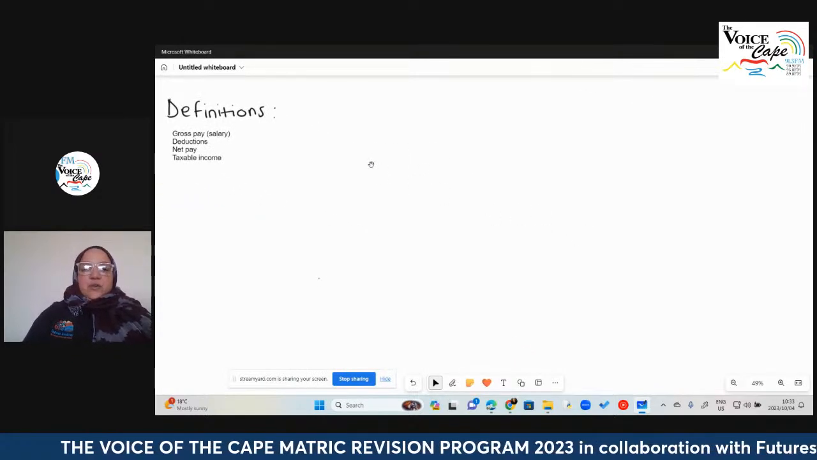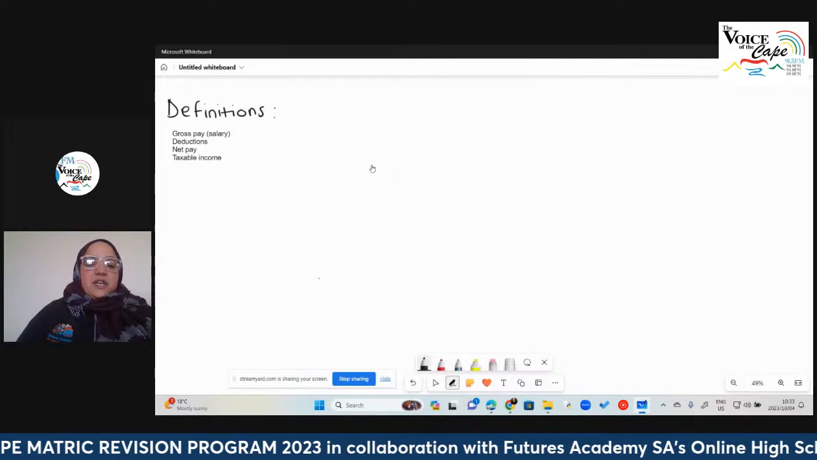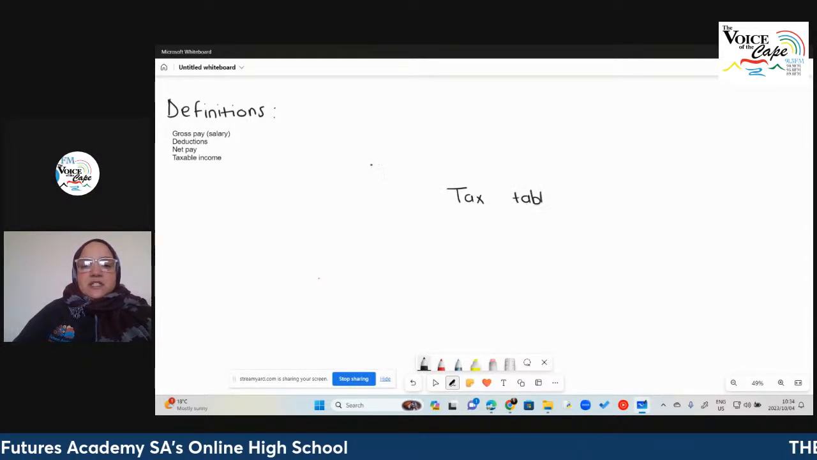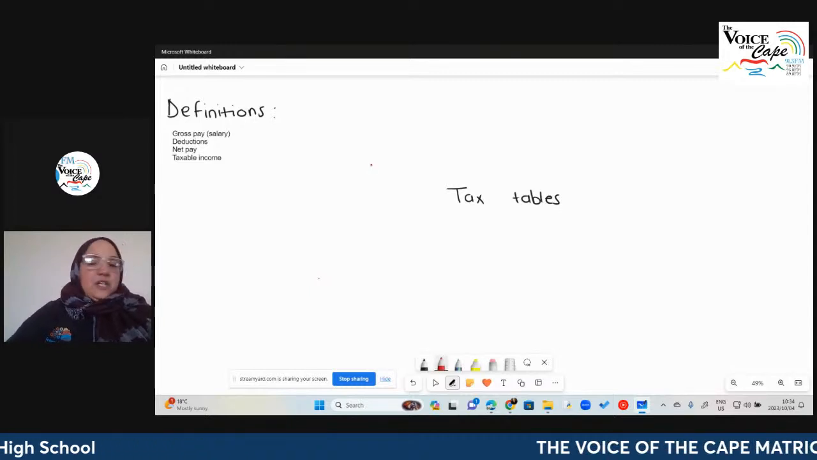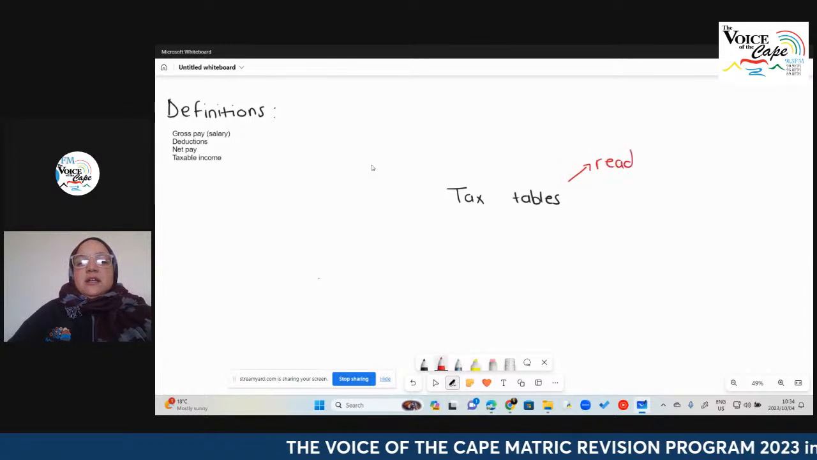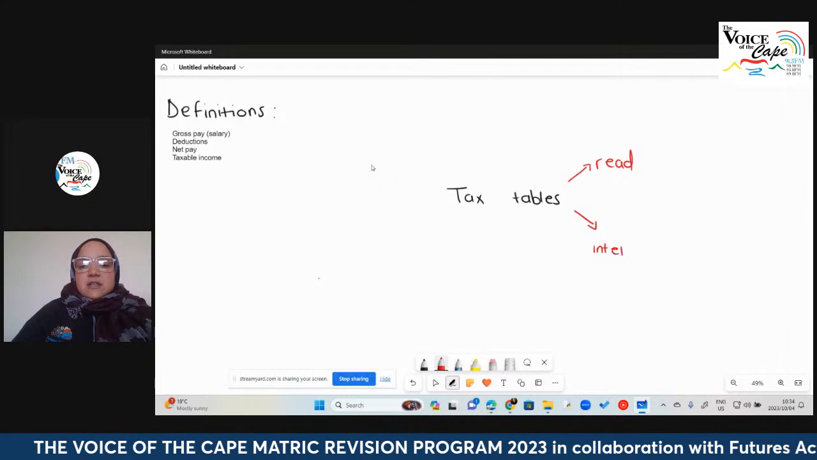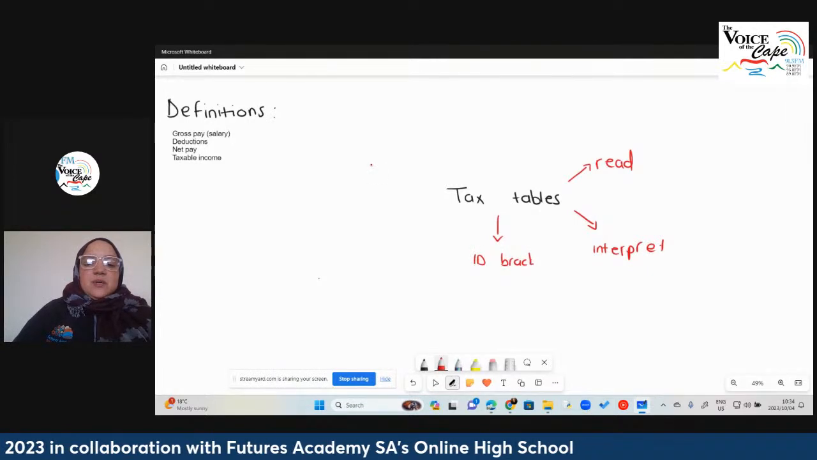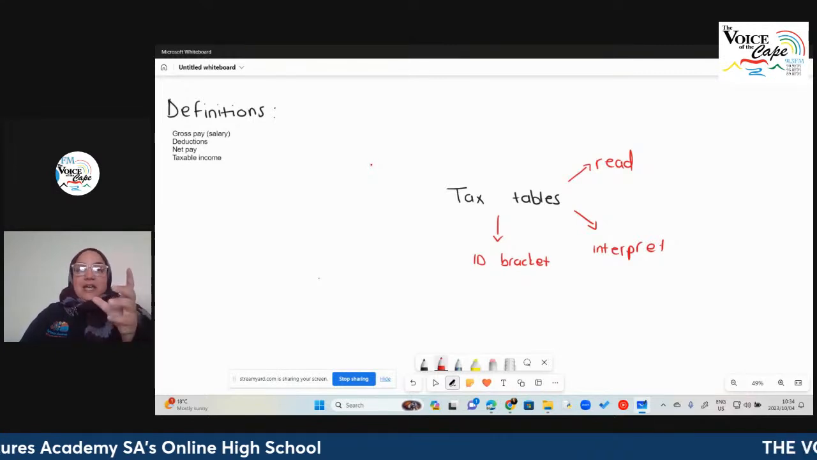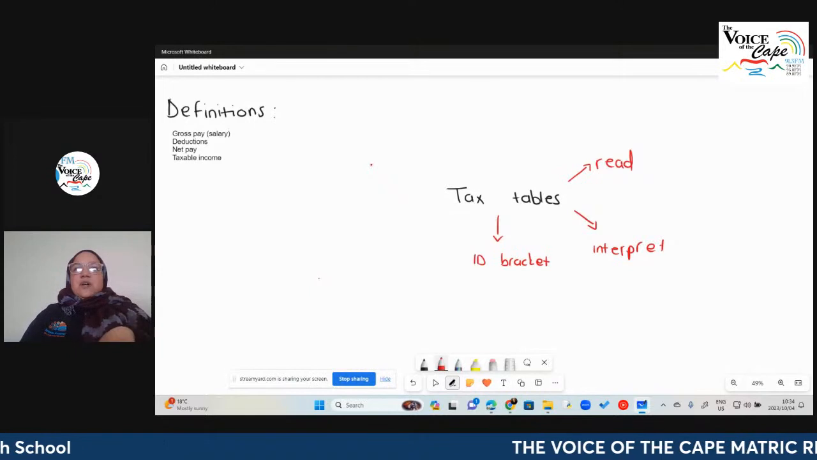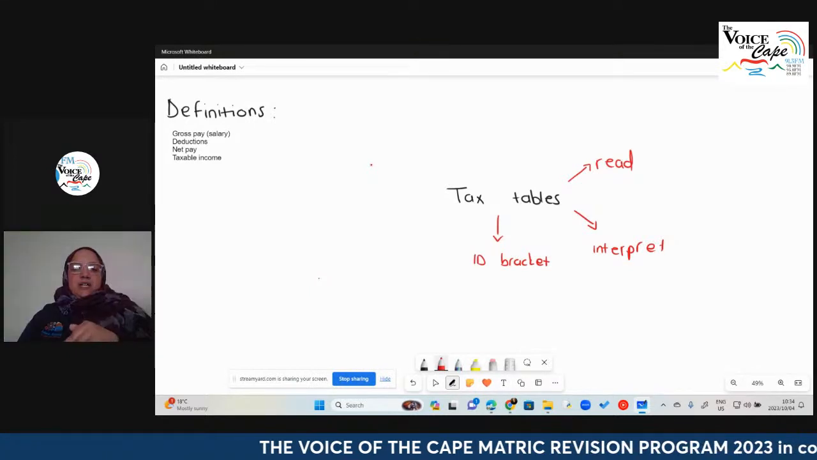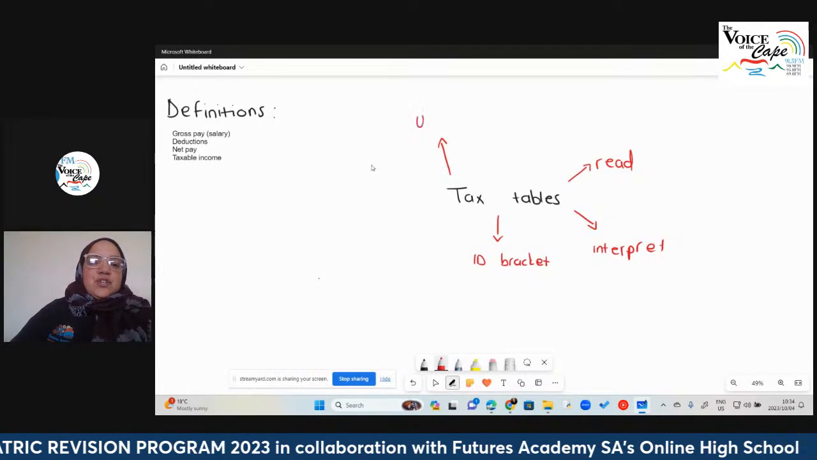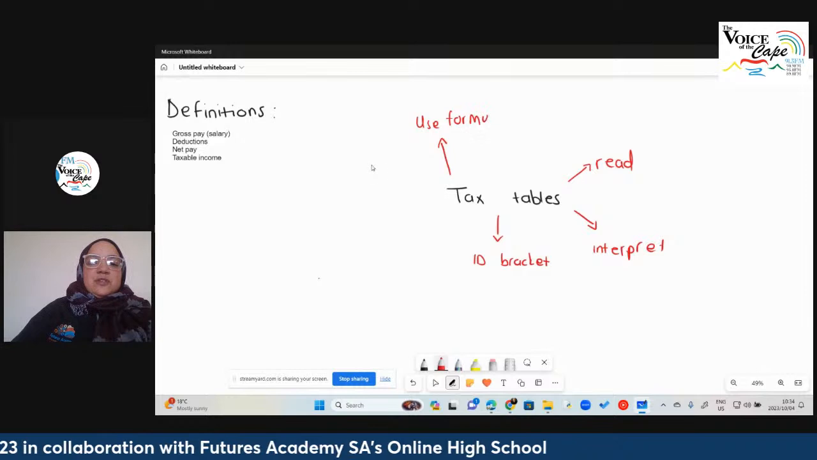And then the last thing that you need to know with regards to taxes is working with your tax tables. I'm going to show you the examples of the latest tax tables, but let's first talk through what you need to know. Firstly, you need to be able to read it, and interpret it. Then from the tax tables, you need to be able to identify which bracket you are working in, and that will be example specific. If you're working with someone who earns a certain amount of money, you'd have to work in a specific bracket, and you'll see how we do that. And the last thing you need to be able to do is use the formula. Again, when we do the examples, you'll be able to see.